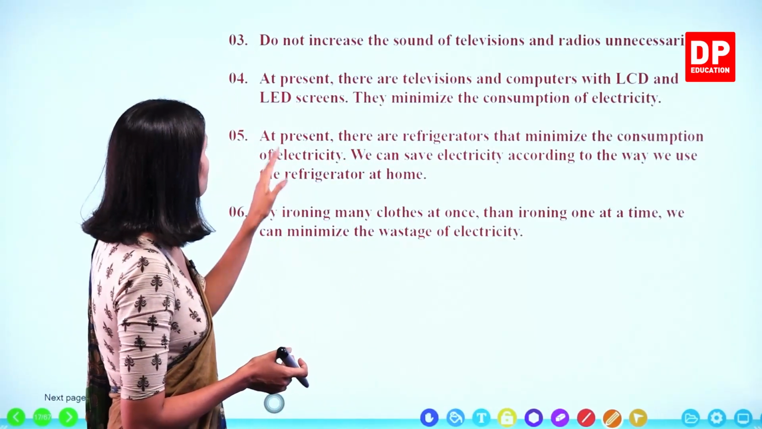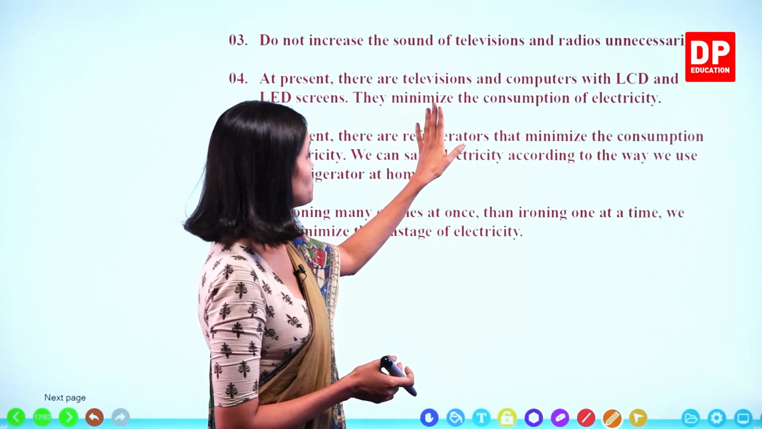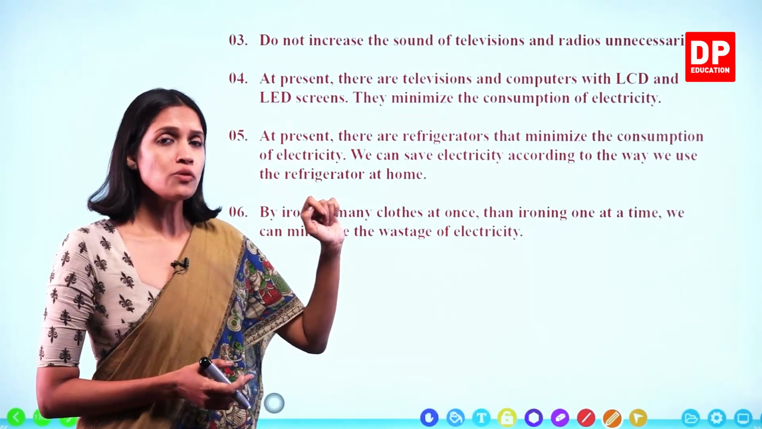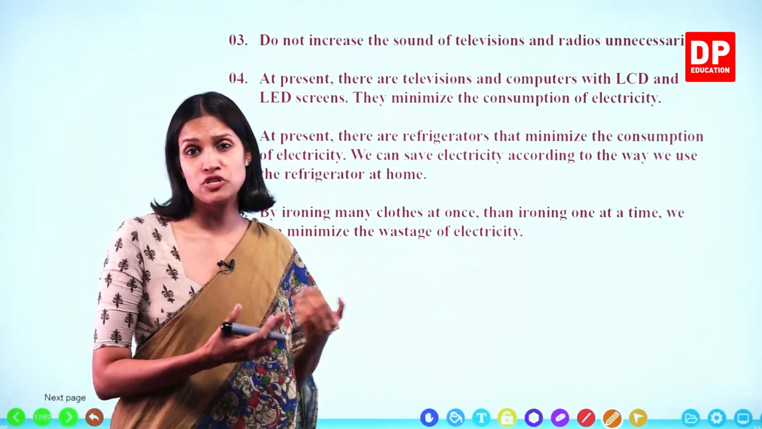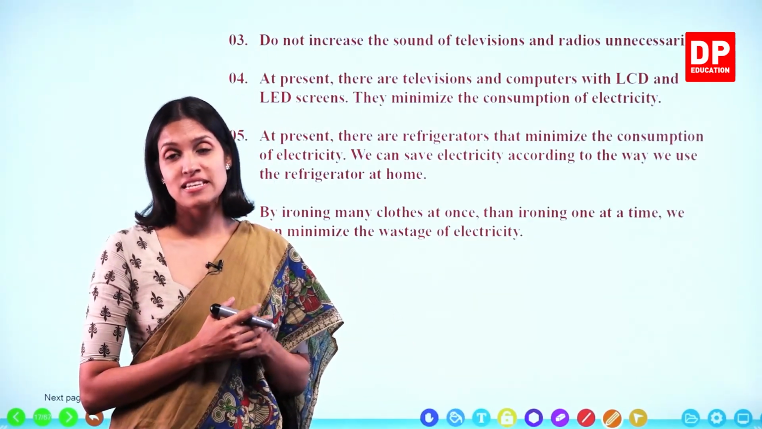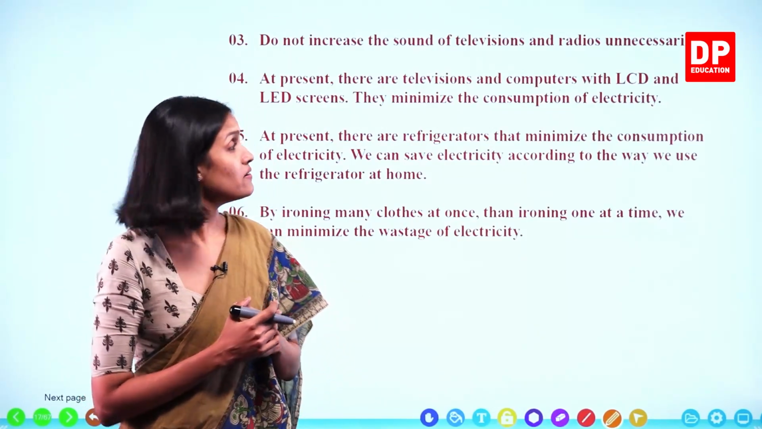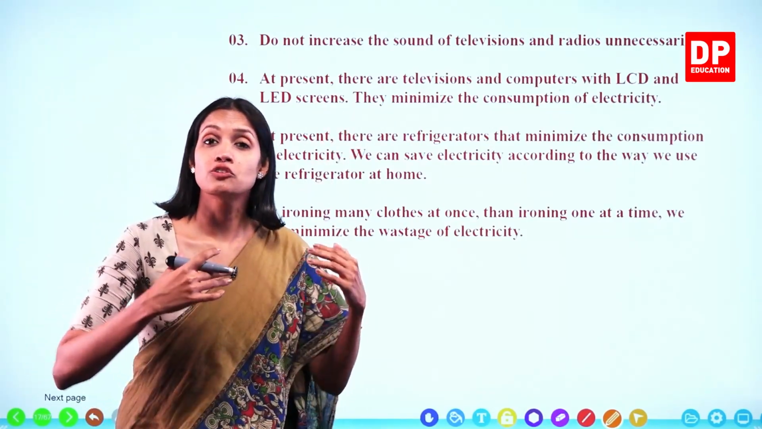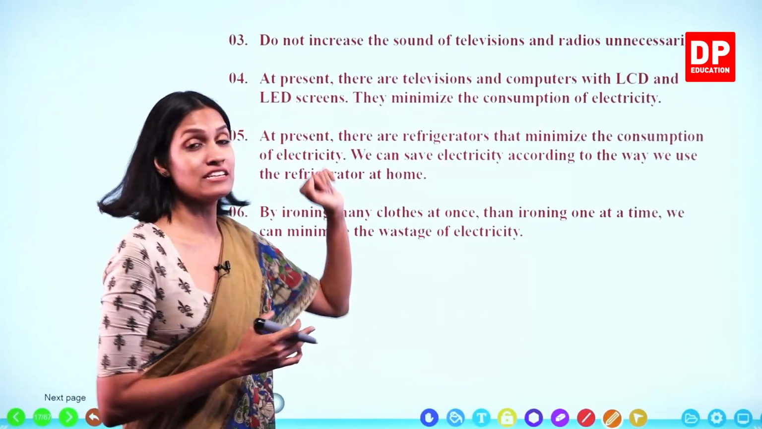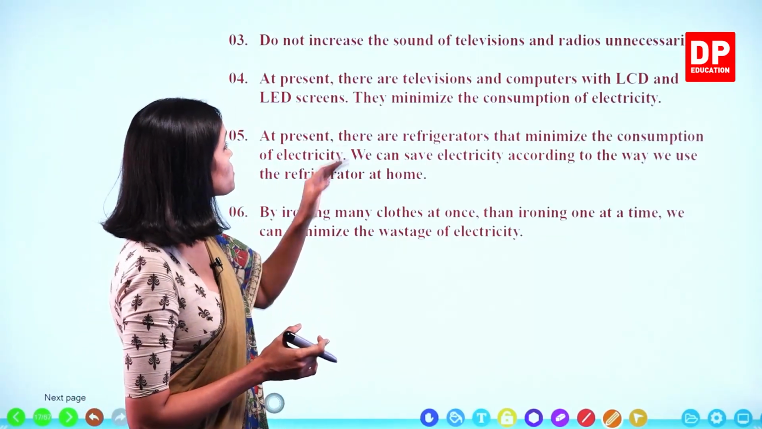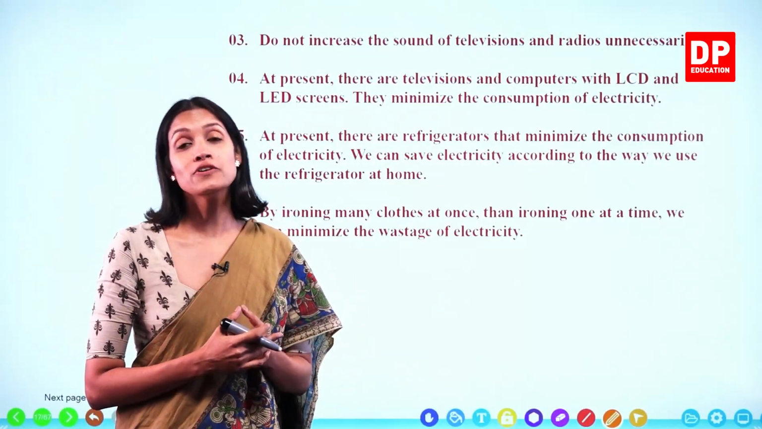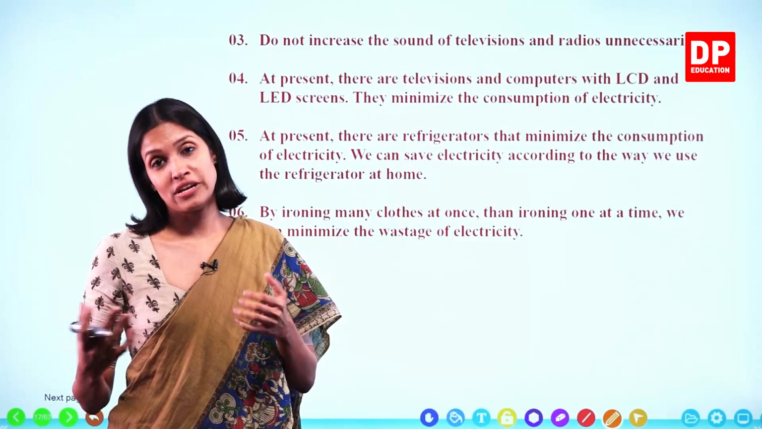And the next one. At present, there are televisions and computers with LCD and LED screens. Now, some of you must have seen the old televisions, right? Which are known as CRT televisions, right? Those types of televisions consume a very large amount of energy compared to these LCD and LED televisions, children, right? They minimize the consumption of electricity because of the different types of technologies they use. They consume different amounts of energy, right?